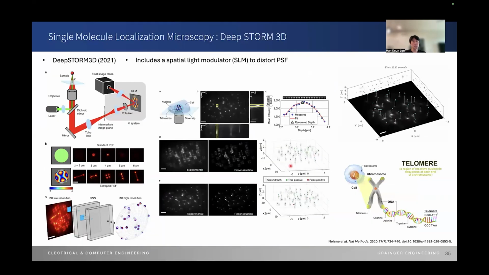Also using this technique, they were able to track live cells and how they move over time. And because they can exactly track where the molecules are in the axial direction, they can do tracking in three dimensions, and they were able to do this in a live cell.